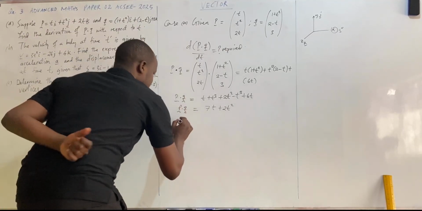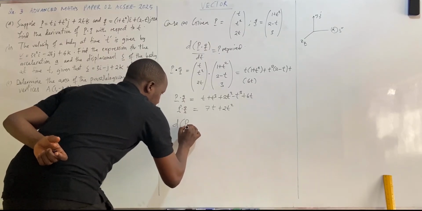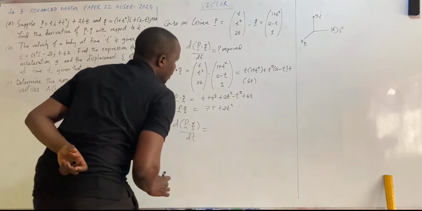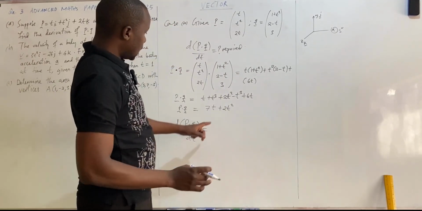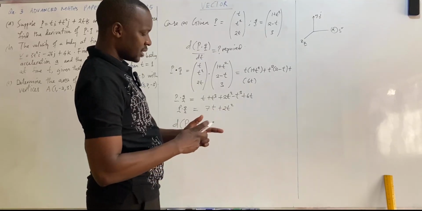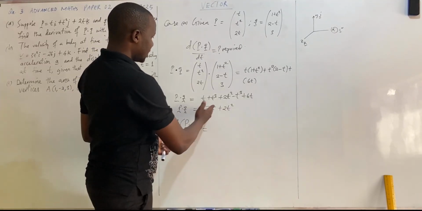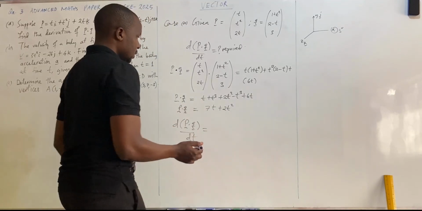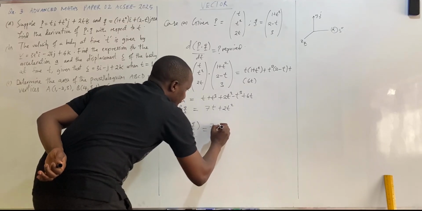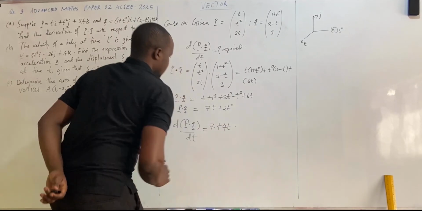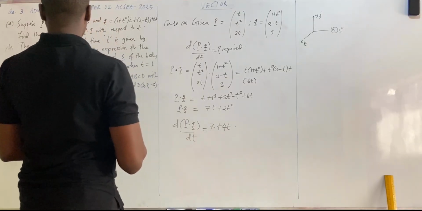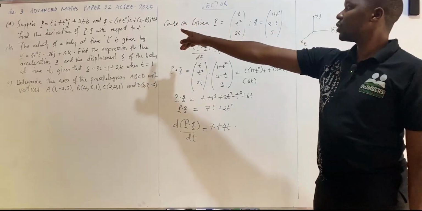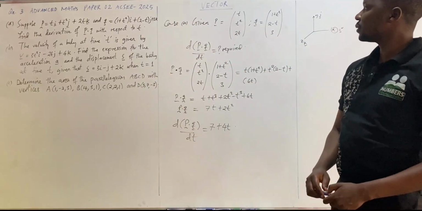Now we find the derivative of the dot product with respect to t. This is just an expression of t, like a power series, so it is a power function. We just differentiate using the power rule of differentiation. So this becomes 7, plus 4t. Up to there, we have managed to find the derivative of the dot product of vectors P and Q with respect to t. So this becomes that way.